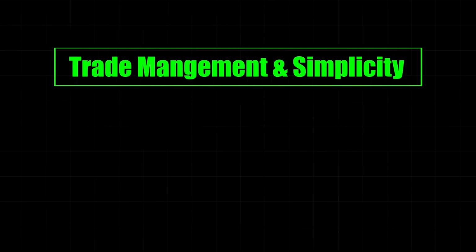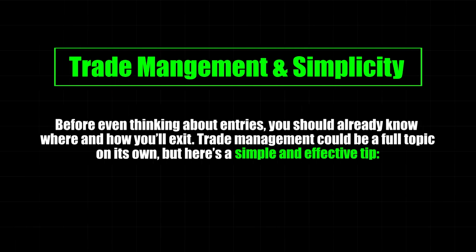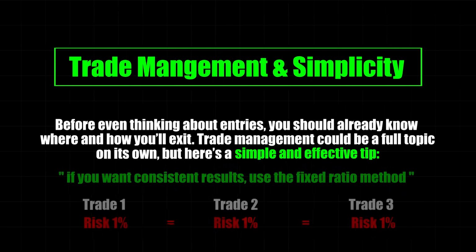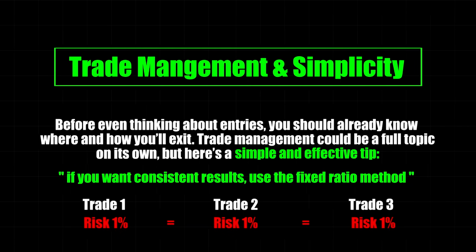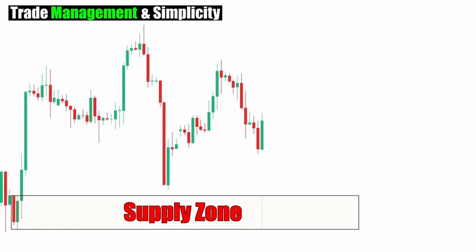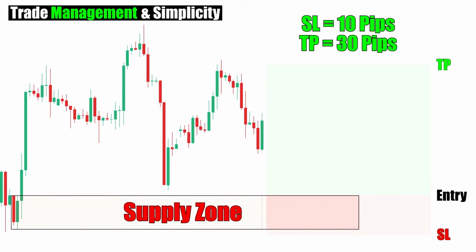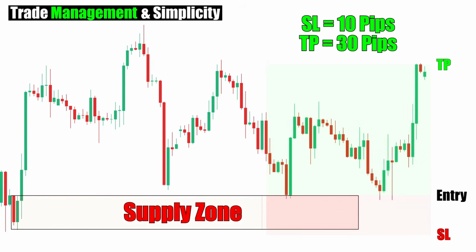Trade management and keeping it simple. Before even thinking about entries, you should already know where and how you'll exit. Trade management could be a full topic on its own, but here's a simple and effective tip. If you want consistent results, use the fixed ratio method. For example, always aim for a reward of 3R, which means that the profit targeted is 3 times bigger than your risk. This set and forget approach removes emotional decision making and avoids second-guessing technical targets.